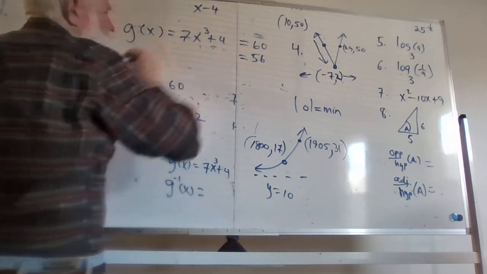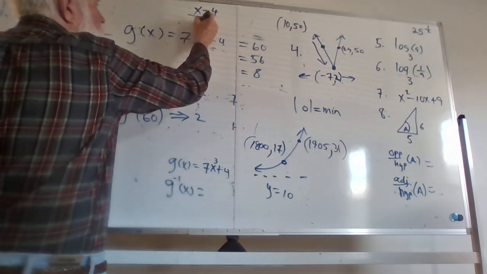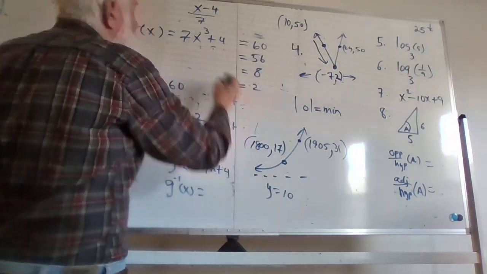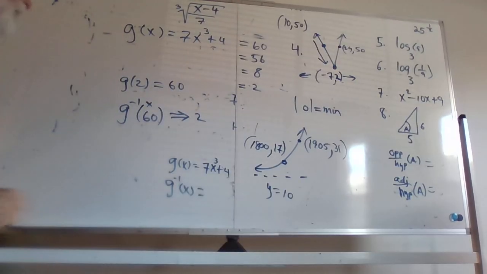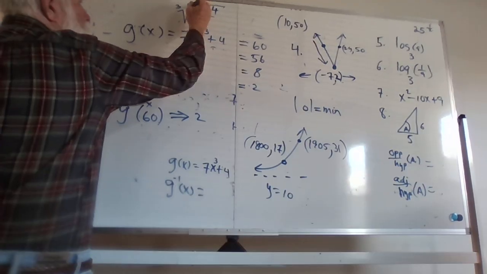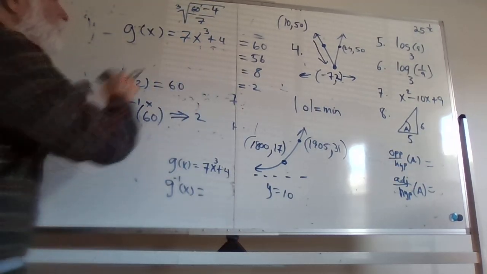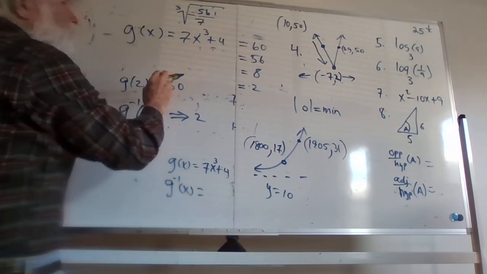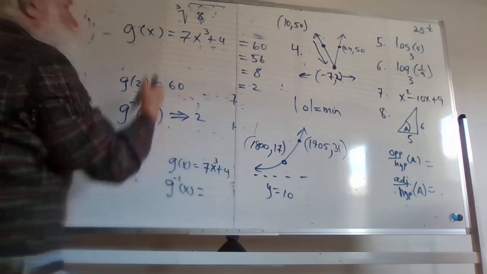So first thing I did was I subtracted 4. Then I'm going to divide by 7. And then I'm going to take a cubed root. Well, that should be my function. Let's put 60 in and see if we get a 2. 60 minus 4, 56. 56 divided by 7. Well, that's 8. And what's the cube root of 8? 2.